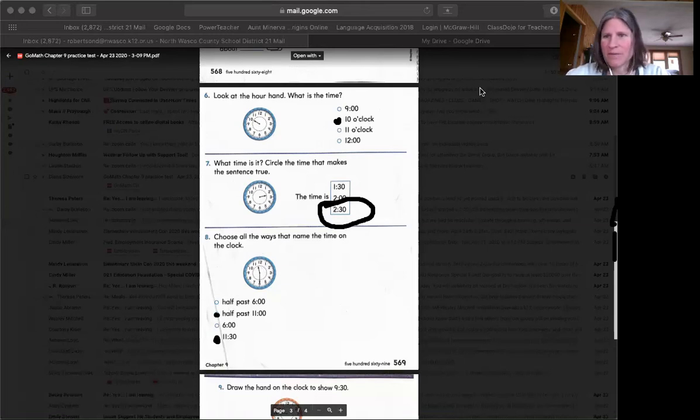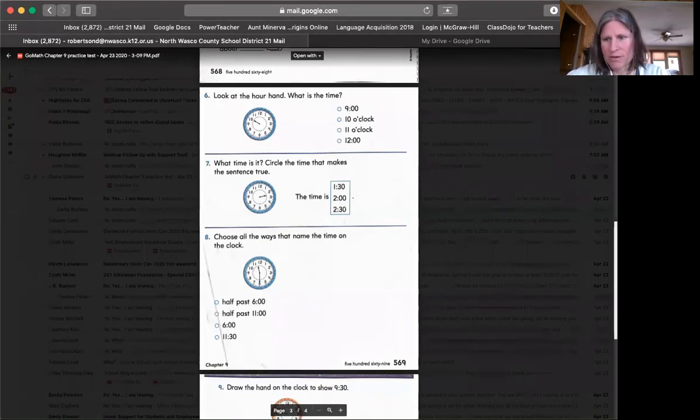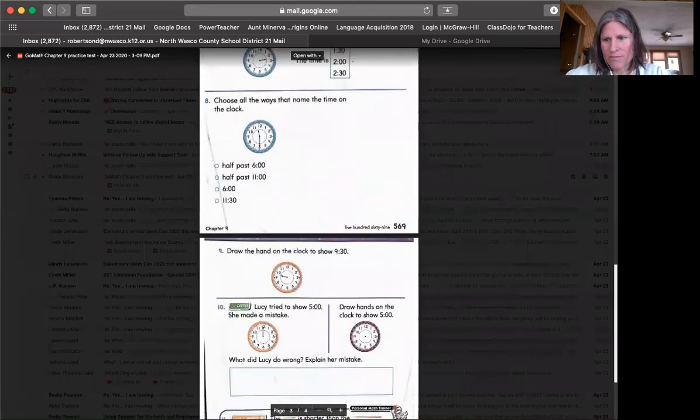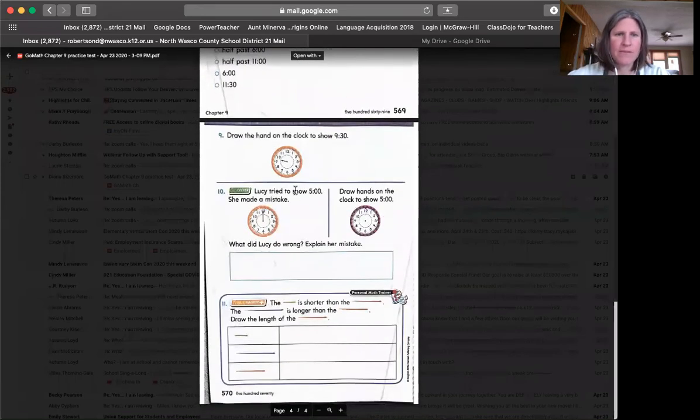Okay, I'm gonna clear my drawings. We're gonna go on to the next page, hopefully. Nope. There we go.